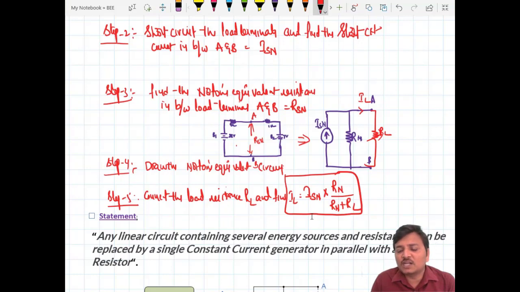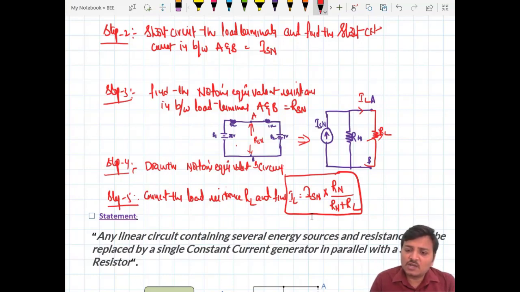So if any value suddenly changes, I can substitute that value of RL here. I can find the IL value within one last step, so there is no need to go through the whole procedure. Whereas in the superposition theorem, or when you are applying KVL, mesh analysis, nodal analysis, whatever it may be, if any one resistance is changed in your circuit, you have to start again from the first step. Whereas for Norton's and Thevenin's theorems, it's not required like that.